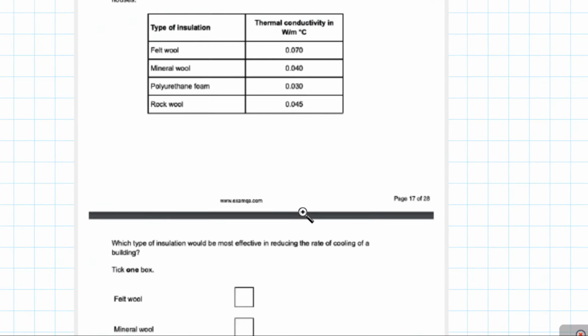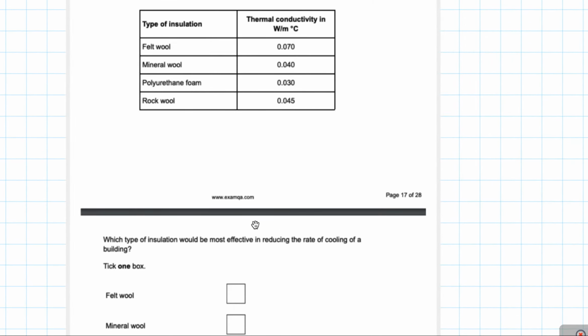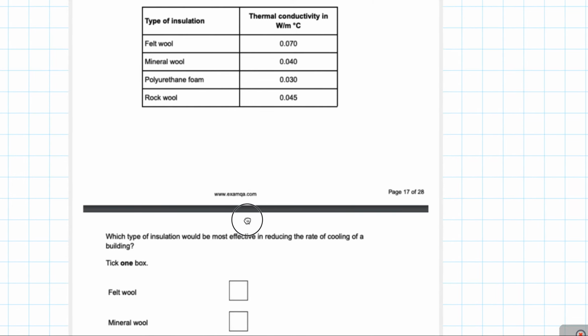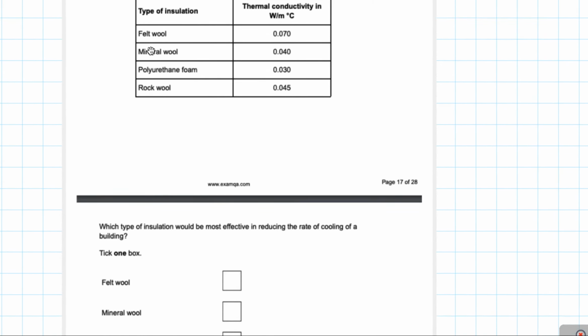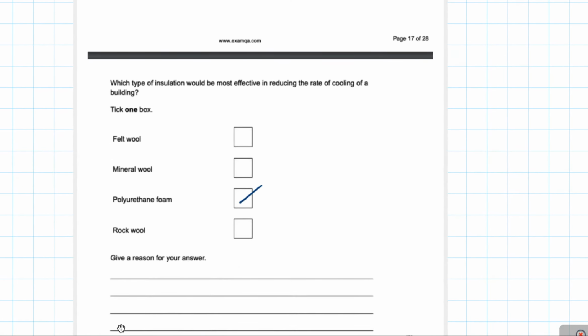Part E, the table gives information about 4 types of insulation that could be used in the walls of the house. So we've got felt wool, which has 0.07 thermal conductivity, mineral wool, then polyurethane foam, and rock wool. Which type of insulation would be the most effective in reducing the rate of cooling? If you want to reduce the rate of cooling, then you want to use the lowest thermal conductivity because that will trap the heat more and reduce cooling. So that reduces the rate of cooling. This one is going to be the polyurethane foam, and the reason why is it has the lowest thermal conductivity.